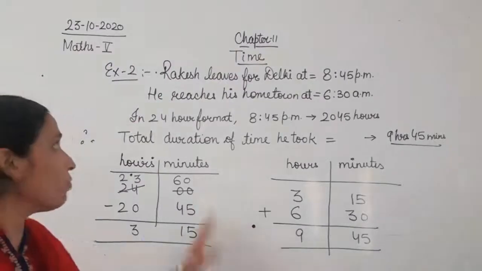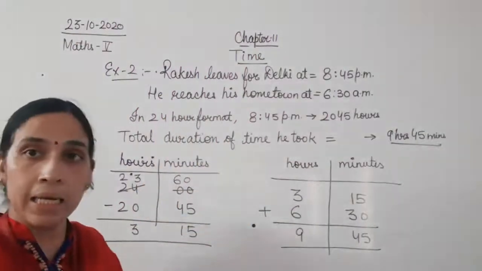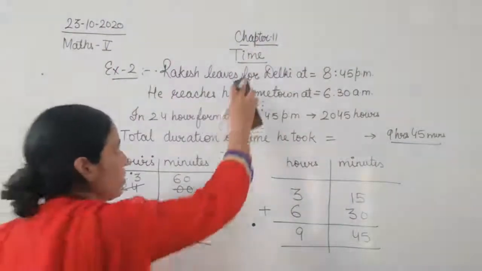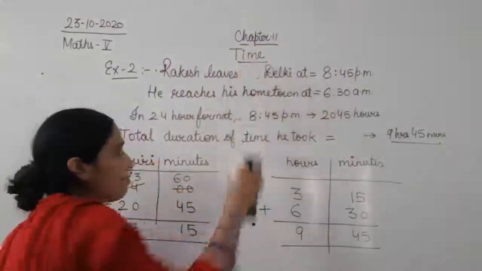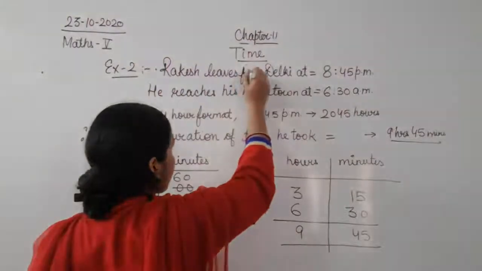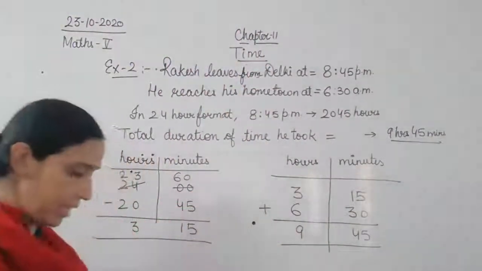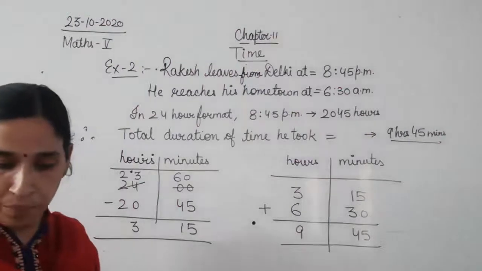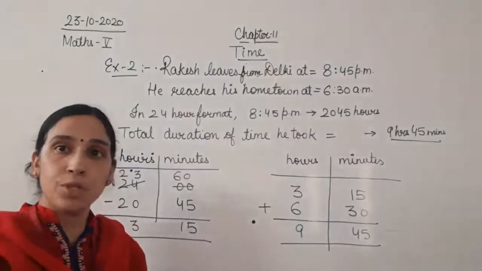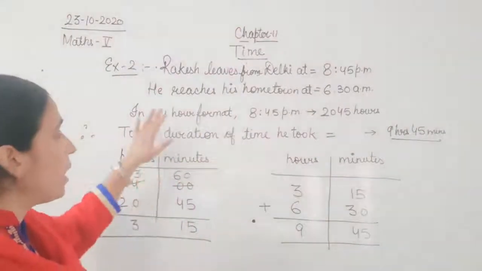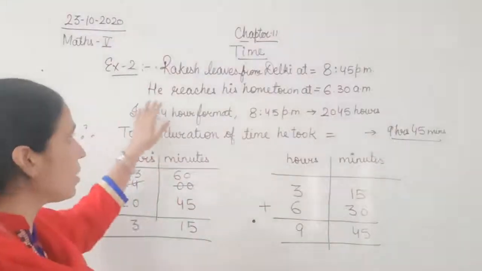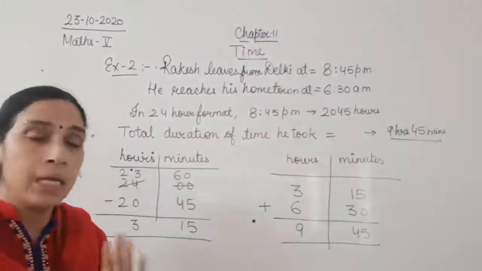What will you do? First of all, Rakesh leaves from Delhi at 8:45 p.m. So he started his journey at 8:45 p.m., and after starting at 8:45 p.m. he reaches his hometown at 6:30 a.m.